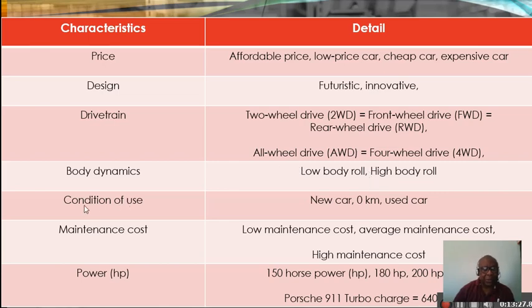Alright, so we also can describe a car using the condition of use of the car. Is it a new car, or what we call 0 kilometer? Or is it a used car, the one that has been used for some time? It can be a new car, or another way of saying it, a 0 kilometer, or a used one.